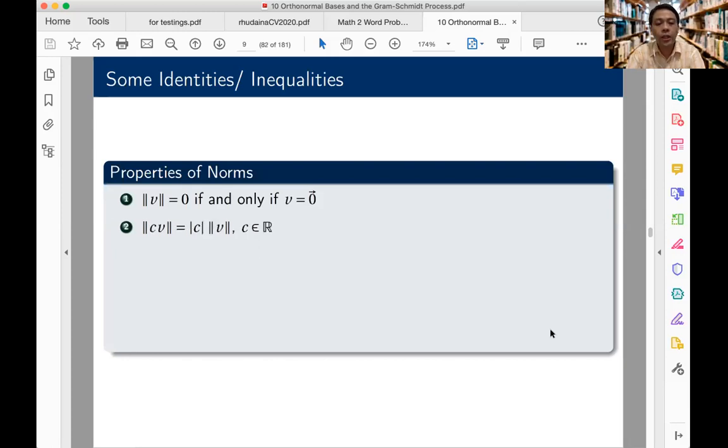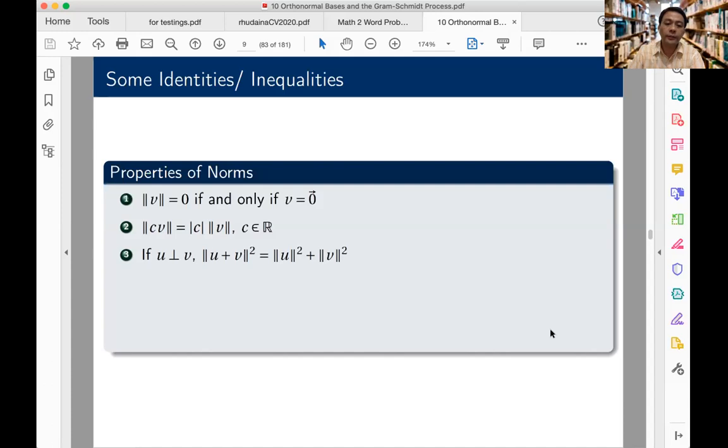Secondly, the norm of a scalar C times V is equal to the absolute value of the scalar C times the norm of V. Thirdly, if U is orthogonal to V, then the square of the norm of U plus V equals the square of the norm of U plus the square of the norm of V.